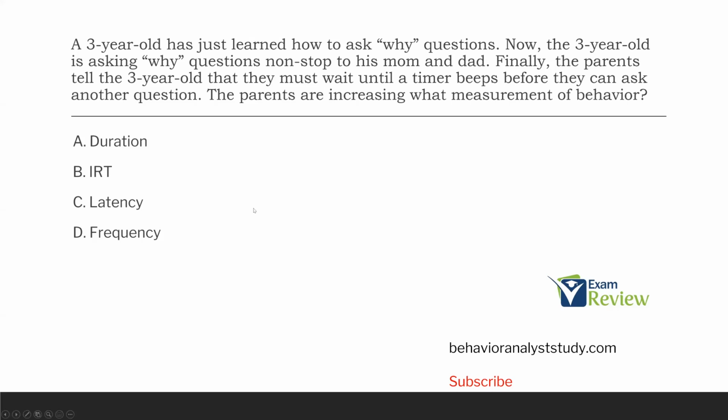C, latency. It can't be latency because latency deals with a single SD and a single response. Here we're looking at the question behavior over a period of time, so multiple responses. IRT is the better pick. And then frequency. Be careful with frequency. Are the parents trying to increase the frequency of the questions? No, they're trying to decrease the frequency of the questions. You have to be very careful, okay? Everything matters in these questions. So they're trying to increase time in between questions, time in between responses. Parents are increasing inter-response time.